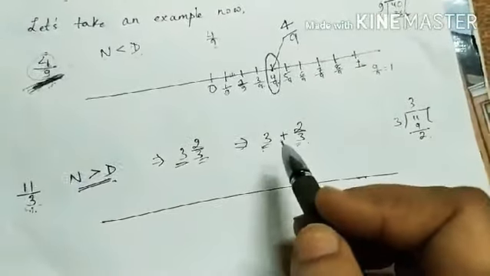So how are we going to write? Now we understood that this 11 by 3 will lie not between 0 to 1. It will lie beyond 3 and between 4. Understood? This is the full 3 and a little more than 3, that is 2 by 3, right? So it will lie between 3 to 4.